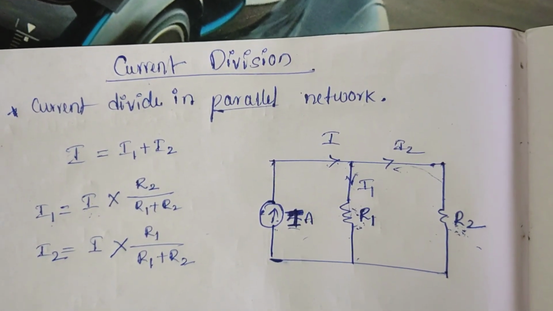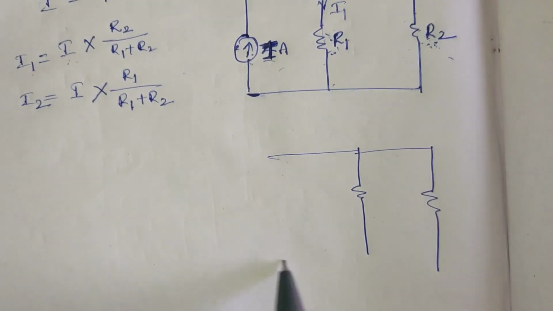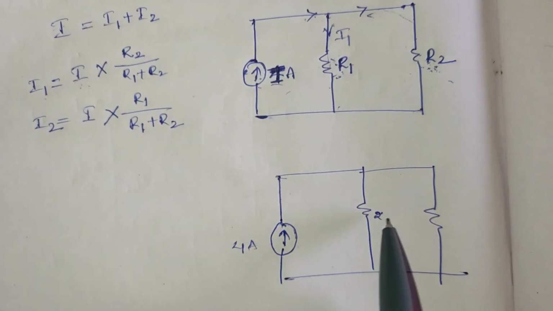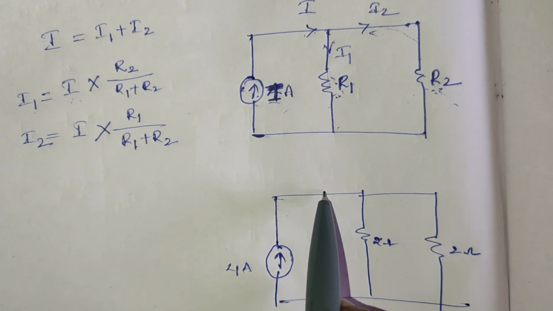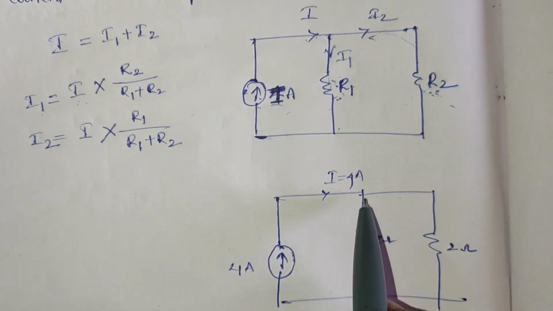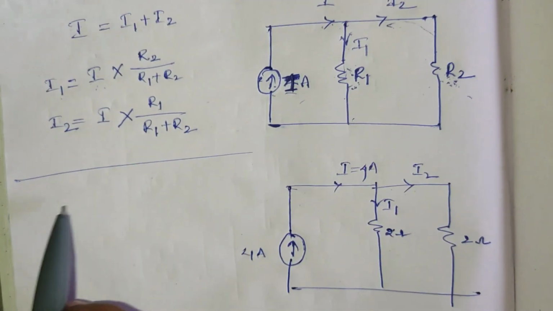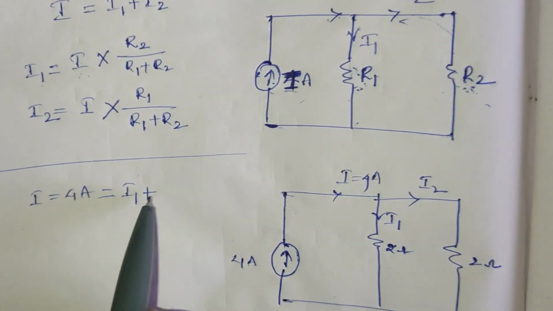Let us have a branch. Let us take one current source of 4 amperes, 2 ohms and 2 ohms. For simplicity, I am taking the same values. The 4 amperes current will divide into two parts here. This will be I1, this will be I2. Now let us find I1 and I2. So I, which is 4 amperes, is the sum of I1 plus I2 here.